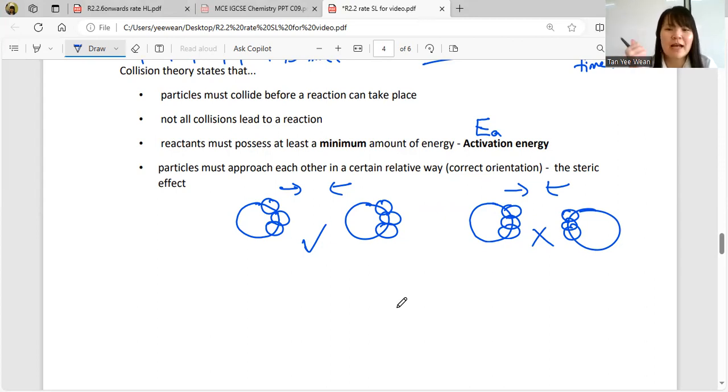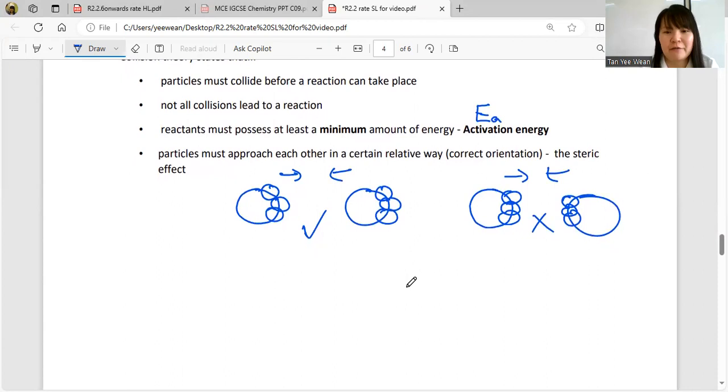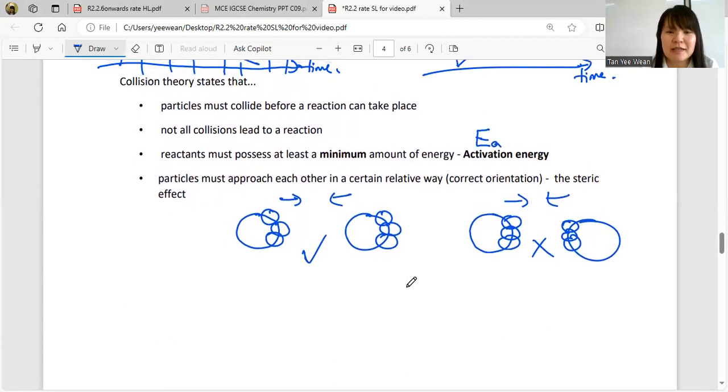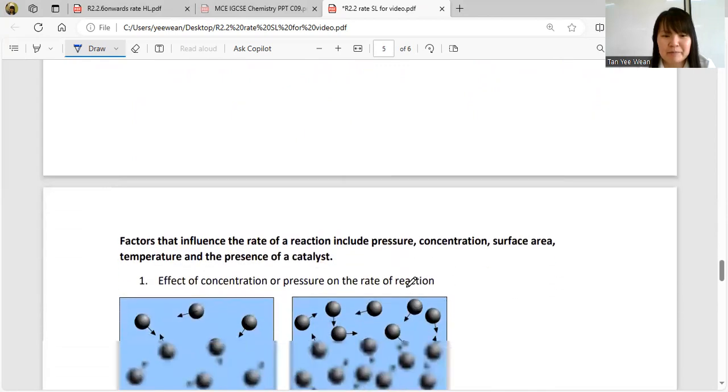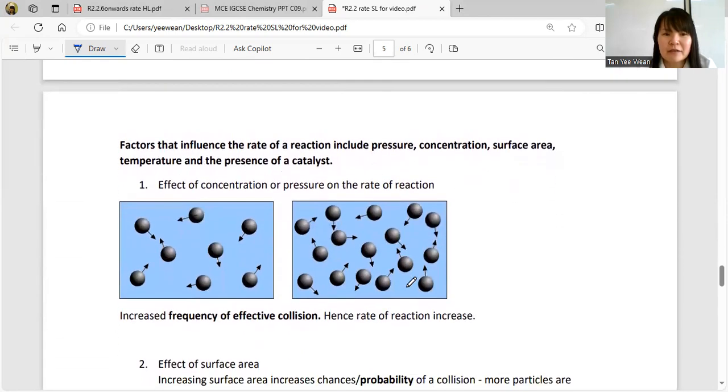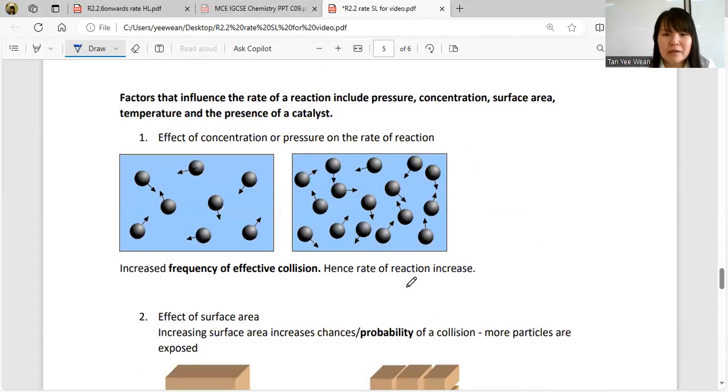So first of all, they must collide. Second, they must have at least the activation energy, so enough energy when they collide. Third, they must be at the correct position or orientation when they collide with each other. What are the factors that affect rate of reaction? The same ones that you learned in IGCSE. There's the surface area, the concentration and pressure, and then you have catalyst and temperature, same as IG. Same factors, same keywords.